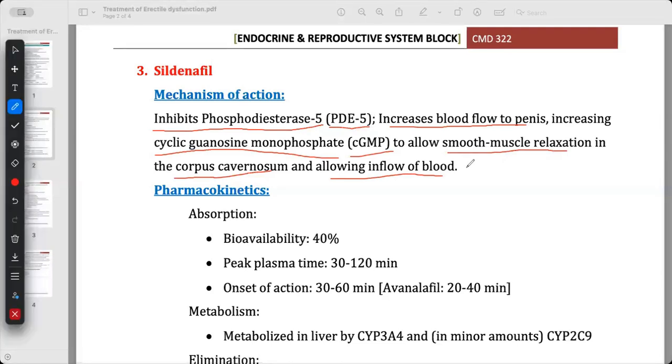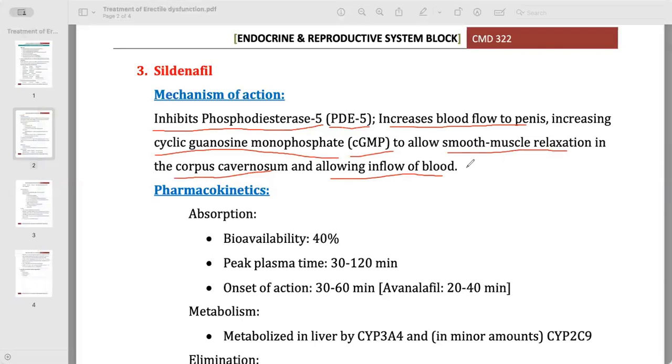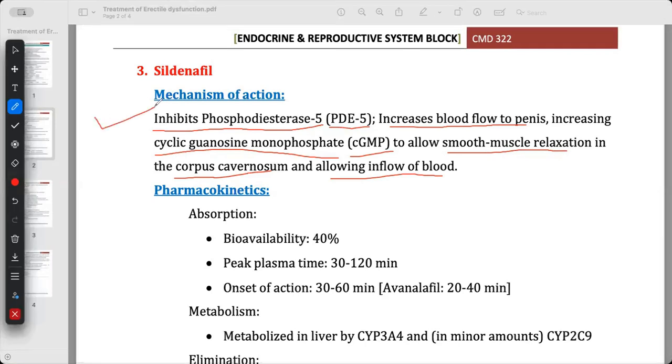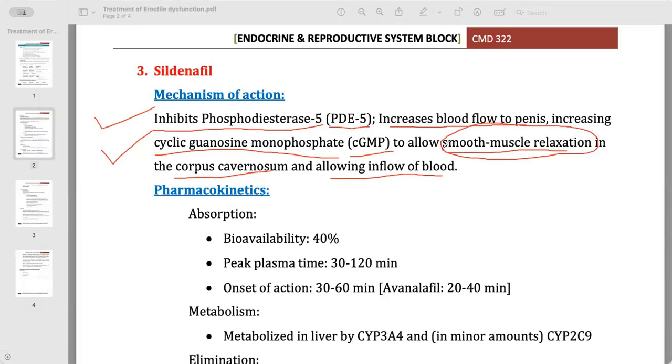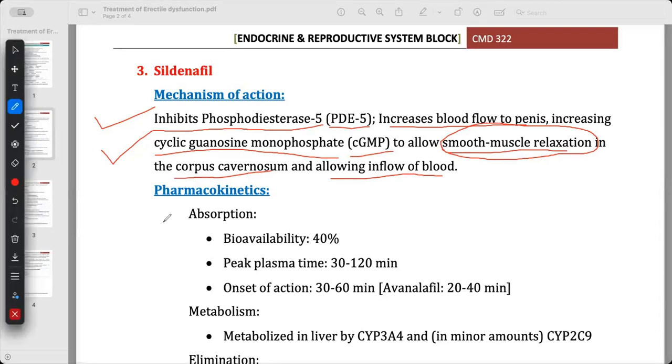So the main mechanism here, if you see, there are two messengers: one is an enzyme and one is the mediator. The enzyme is phosphodiesterase 5. If the drug inhibits the phosphodiesterase 5, that increases the cyclic guanosine monophosphate, cyclic GMP. And what is the role of cyclic GMP here? The most important role here is smooth muscle relaxation, and this smooth muscle relaxation leads to the erection of the penis. So you need to remember two terms here: inhibition of the phosphodiesterase 5 and increase in the cyclic guanosine monophosphate.